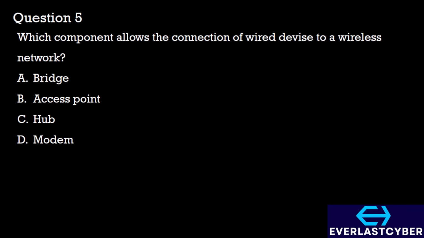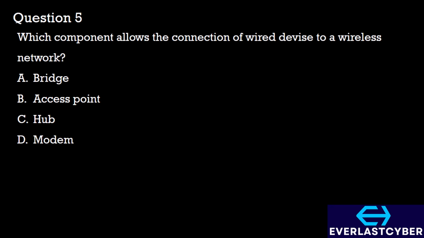A bridge connects two network segments where one end is wired and the other end is wireless. An access point allows wireless devices to connect to a wired network, but it doesn't directly enable the wired devices to connect to a wireless network. A hub connects multiple Ethernet devices, making them act as a single network segment, but it does not facilitate connections to a wireless network. A modem modulates and demodulates signals for data transmission over cables or telephone lines connecting to the internet, but it does not connect wired devices to a wireless network.